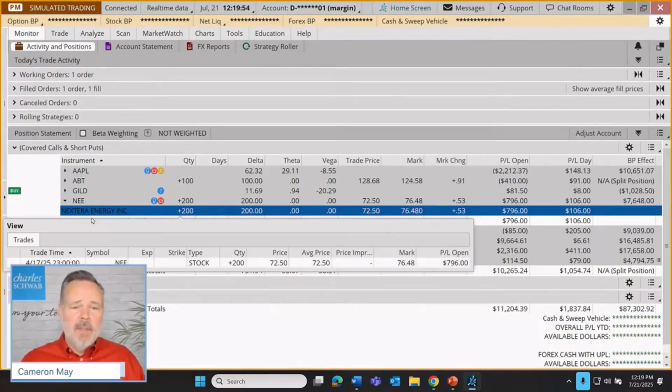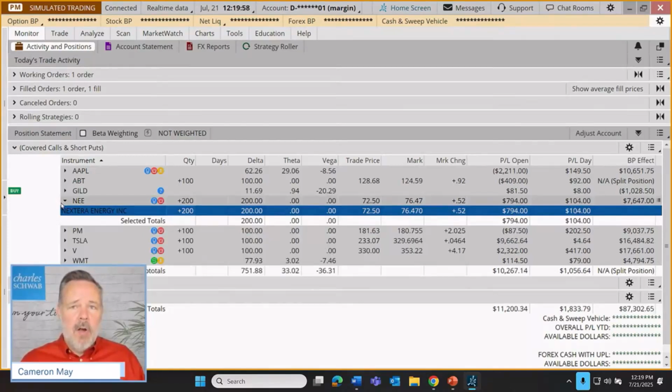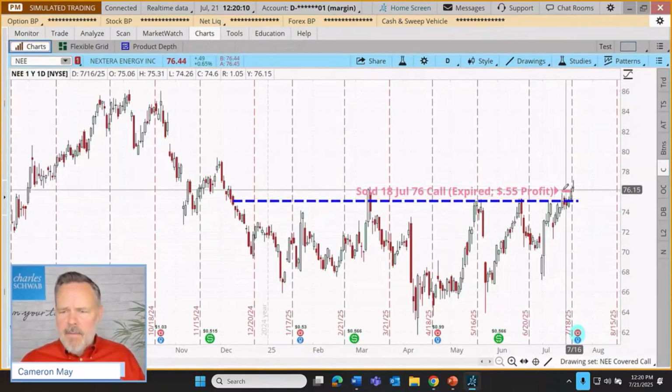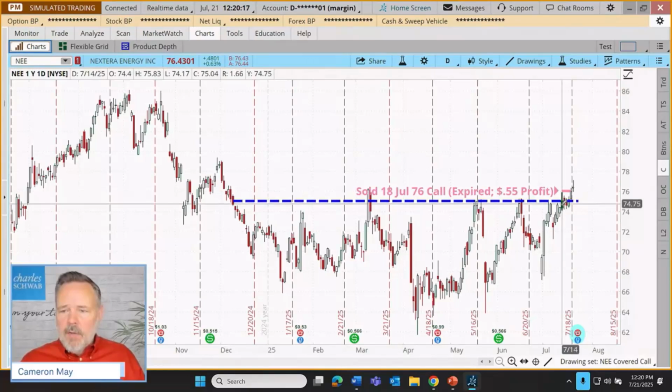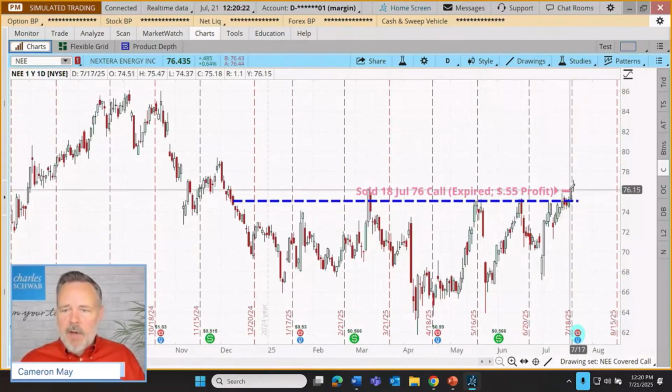What does this tell me? This was an assigned contract, either an exercised long call or an assigned short put, but we own the shares at 72 and a half, and we sold just last week. Is it last week? Yep. Sold an 18th of July, $76 call. So the stock was down here below this apparent resistance. We sold a call against that stock position.